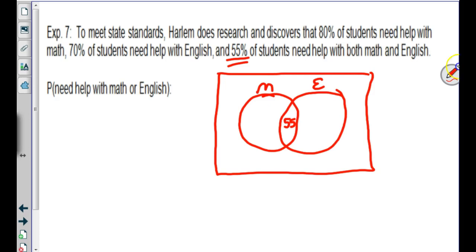No. No, wait, 45. Yes, because you can't have 80 plus 55 and have over 100%, right? Everybody in this circle should total the math of 80%. So this would be an additional 25% out here. 25 and 55 would be 80. All right, 70% need help with English. So what's the additional English besides the 55?